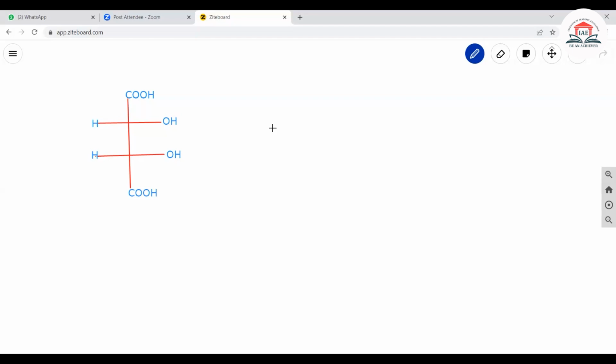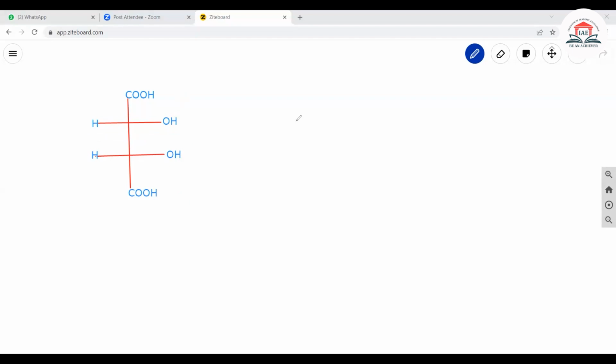Anyway, so yeah, this is mesotartaric acid. As you can see that there is a plane of symmetry which is passing through the middle of this molecule, middle part of this molecule, which actually divides the molecule into two equal halves, right? You can see that the top part, this part is the mirror image of the bottom part. So the molecule actually contains a plane of symmetry, right?